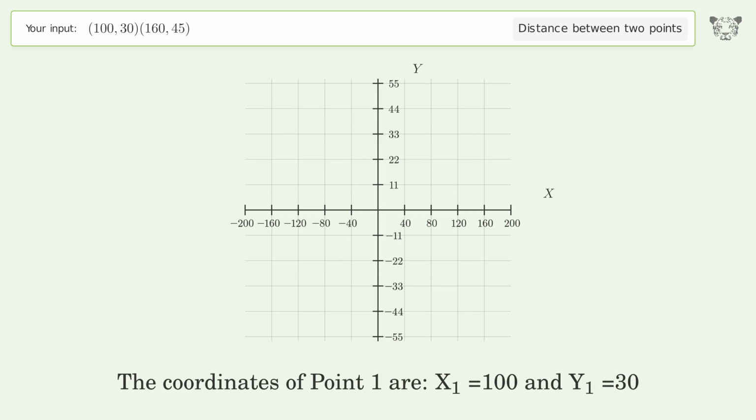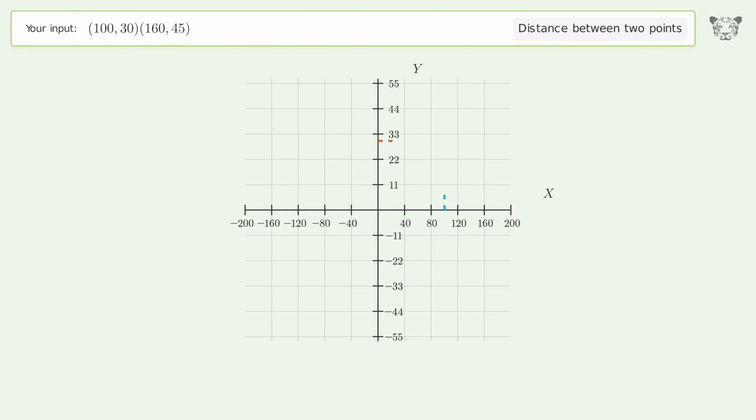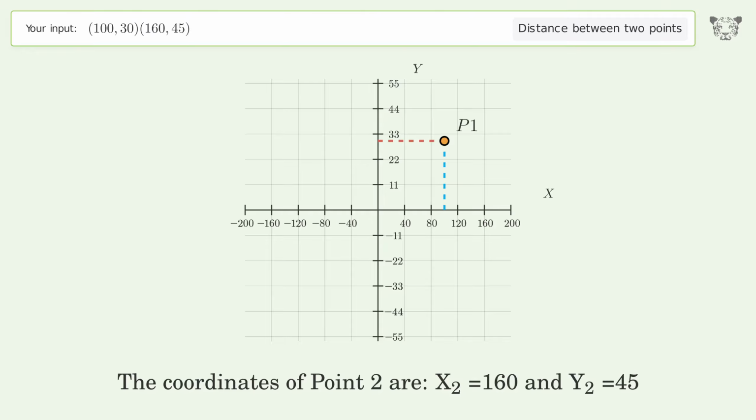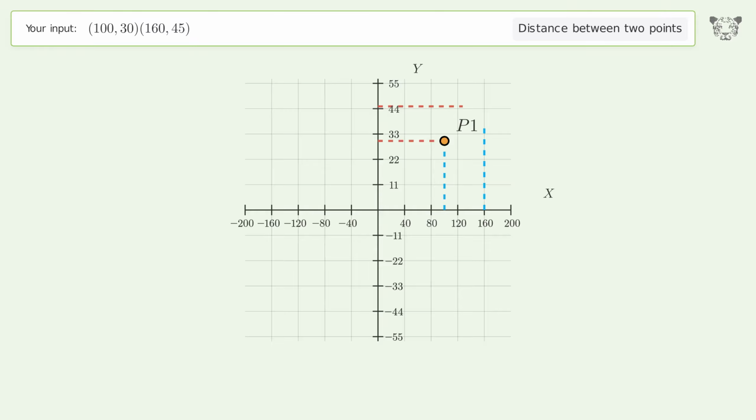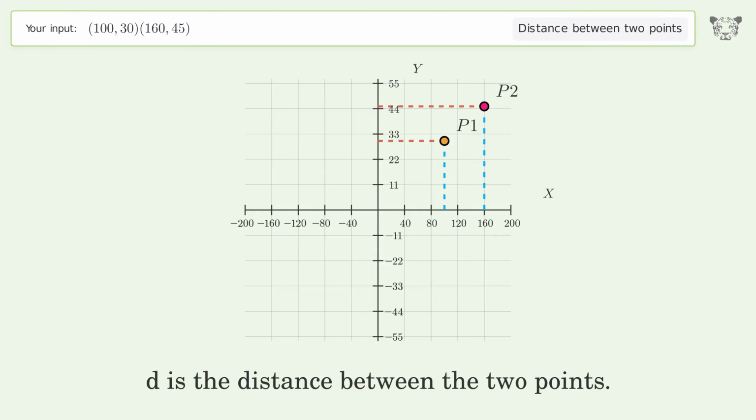The coordinates of point 1 are x1 equals 100 and y1 equals 30. The coordinates of point 2 are x2 equals 160 and y2 equals 45. D is the distance between the 2 points.